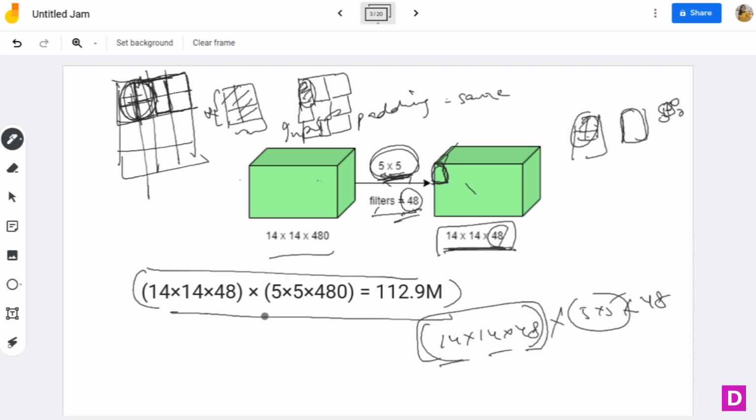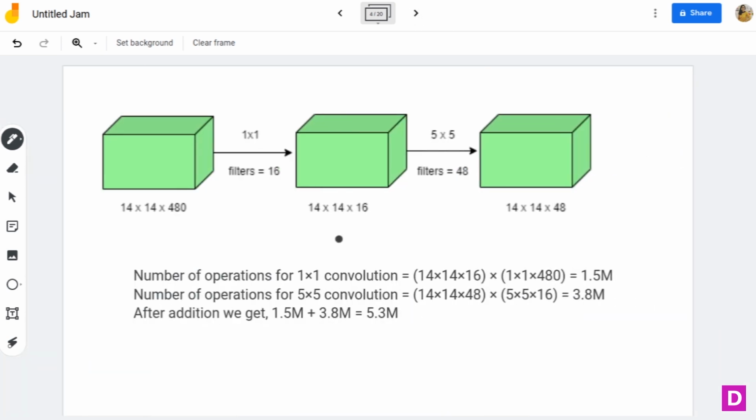After multiplying the whole thing, this comes out to be 112.9 million. Okay, so that is a lot. Now let us look at how this can be reduced if we use a 1 cross 1 convolution and then a 5 cross 5. So we have 14 cross 14 cross 480, the number of filters is 16, and 1 cross 1, giving 14 cross 14 cross 16. So 14 cross 14 cross 16 will be multiplied with 1 cross 1, and then with 480. So we get 1.5 million here.